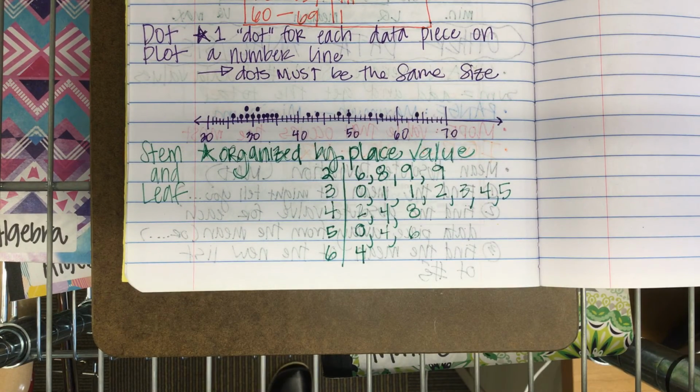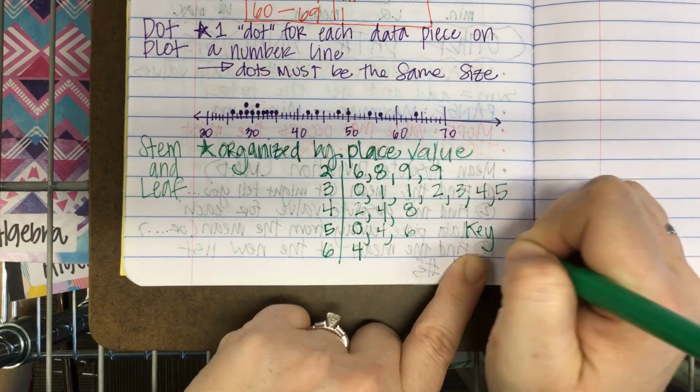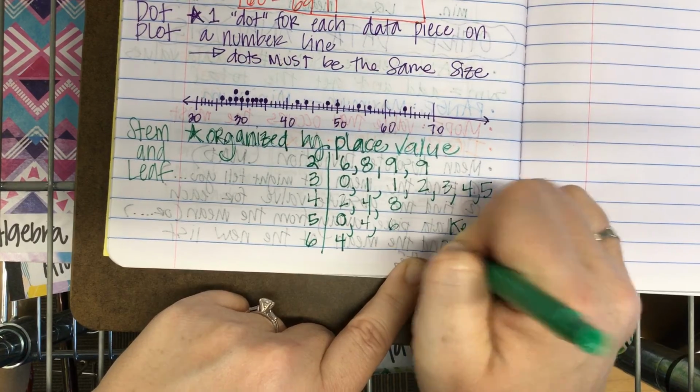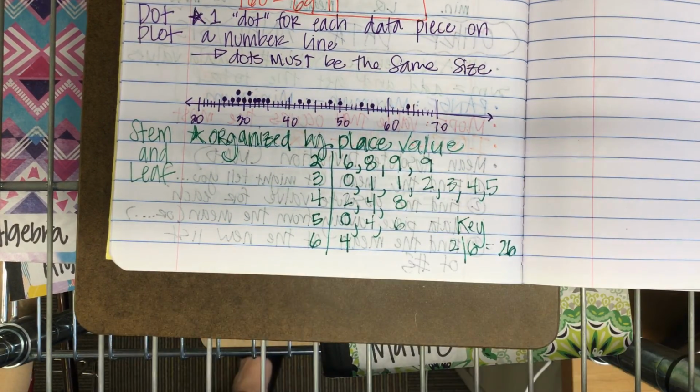Now, the cool thing about a stem and leaf, I have to make a key also. Key: 2 line 6 makes 26. Because maybe they're decimals. Maybe it was 2.6. I don't know.